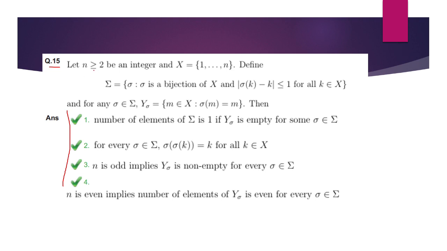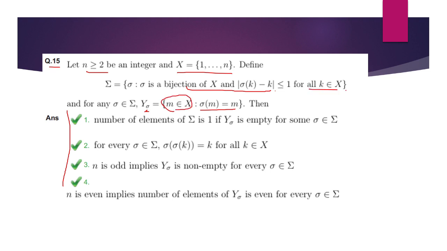Well, n is greater than or equal to 2 and X is 1 to n. Now the capital sigma says a small sigma is a bijection of X such that the modulus of sigma of k minus k is less than or equal to 1. So it can be either 0 or 1. And Y sigma is the set of m belonging to X such that sigma of m is equal to m, but it doesn't say that for all m belonging to X. So this you need to pay attention to.